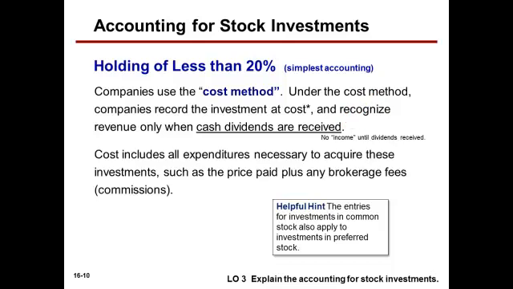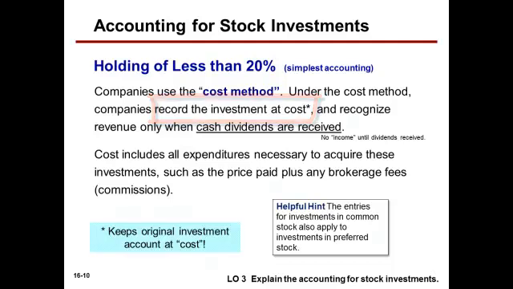Cost includes all expenditure necessary to acquire these investments, the price paid plus any brokerage fees. This is normal. So investments are recorded at cost, and under the cost method, we keep that original investment account at cost, unchanged.